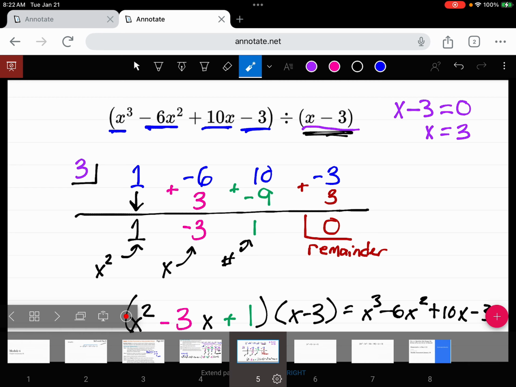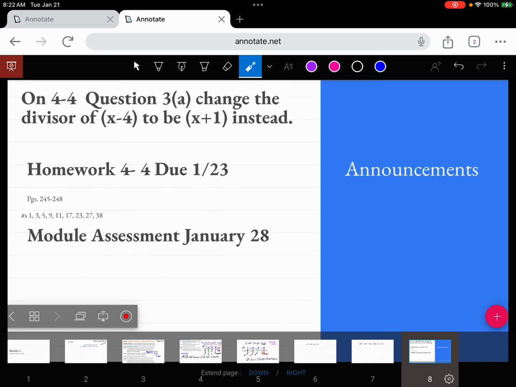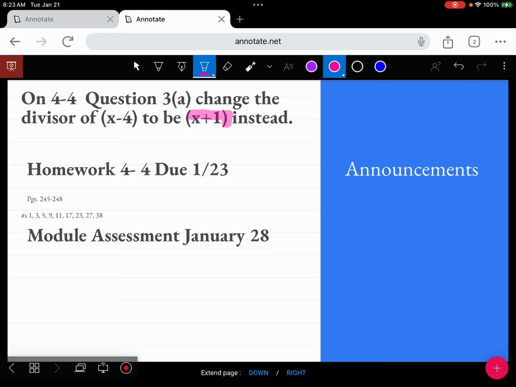I want to put up here because there is a typo on one of the 4.4 homework, so if you're starting on the homework, I need you to change question 3A. It has the wrong divisor, the wrong thing we're dividing by. So change question 3, the first one, to be dividing by x plus 1 instead of x minus 4. It does not work well with the x minus 4. So I wanted to give you guys that, and I want to make sure you have time to write it down. So we're not dividing by the x minus 4. We should be dividing by x plus 1.